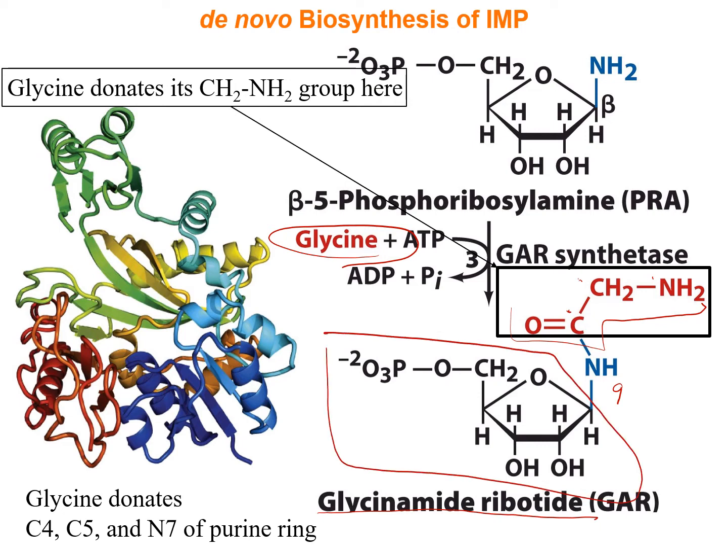This came from PRPP, which sort of was the prime. It primed the initial step, and if you remember, the initial step was having glutamine add across this number 1 carbon of the ribose sugar.